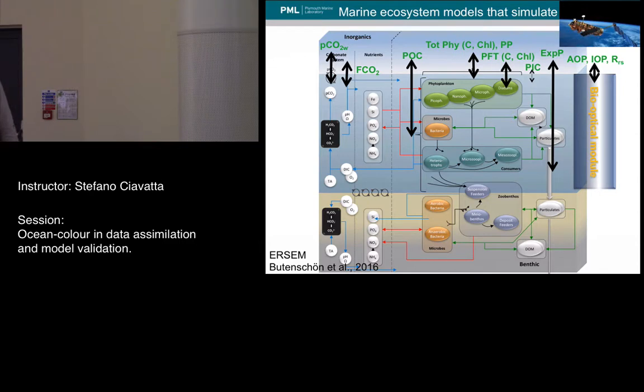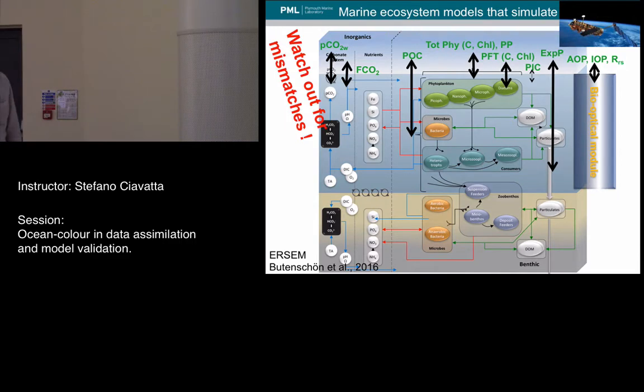So for example, the total phytoplankton chlorophyll concentration that you observe from space can be described as the sum of the chlorophyll content of these four phytoplankton groups. Or there is also a bio-optical module, so variables like phytoplankton absorption can be related to the model and to the ocean color observations.